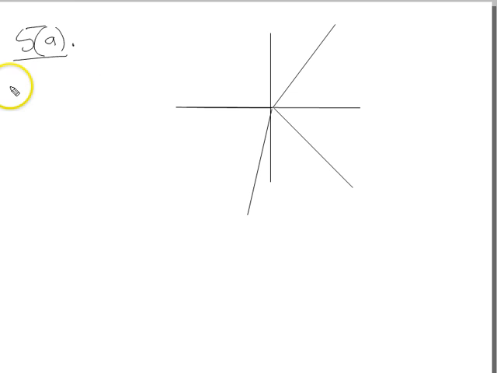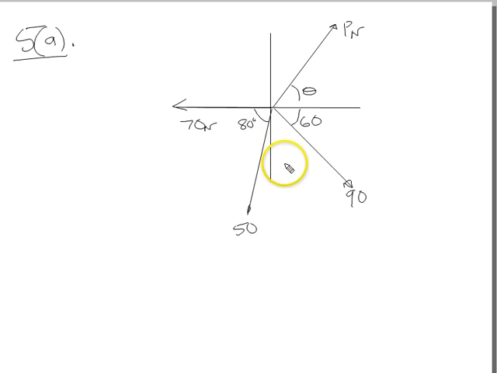So let's just draw them in then. This one acting in that direction is 70 newtons. This one here, we are told is P newtons, and this angle here is theta. This angle here is 60, and this was of magnitude 90 along this direction. And this one is of magnitude 50, and this angle here is 80 degrees. That's everything.